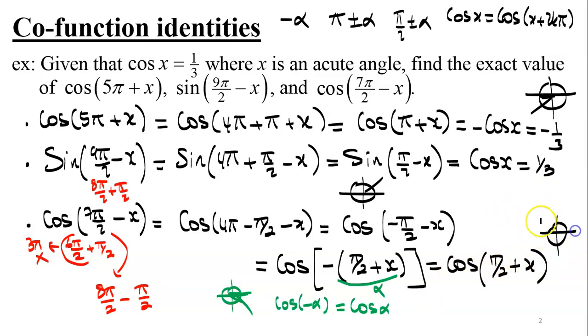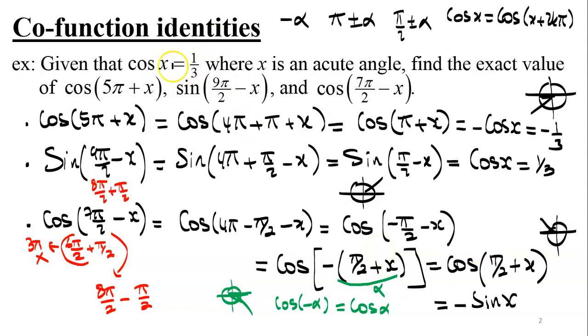Pi over 2 plus x is again in quadrant 2, but in quadrant 2 cosine is negative, so that's a negative here. And with pi over 2, the trigonometric function switches, so we do have here that cosine of pi over 2 plus x is in fact a negative sign.